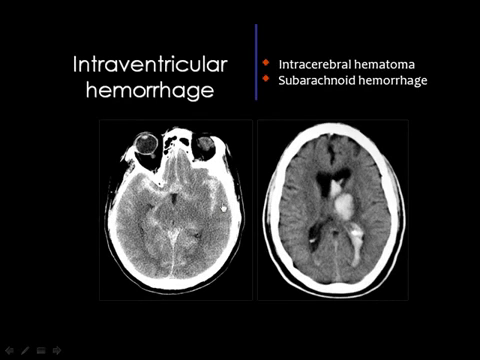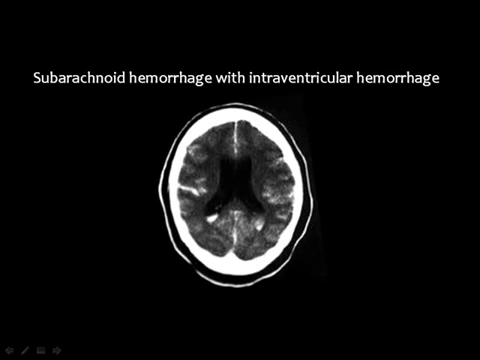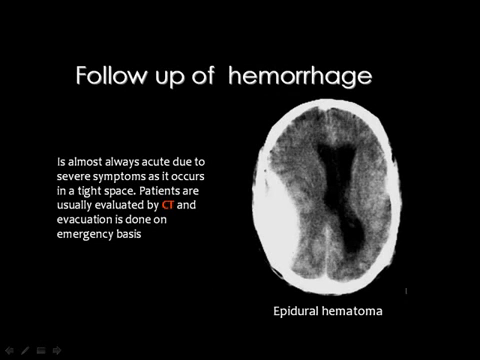Then what about the subarachnoid hemorrhage? The subarachnoid hemorrhage is hemorrhage circulating with the CSF. Then this hemorrhage will in time enter inside the ventricle. Then we have two sources for intraventricular hemorrhage, which are the intracerebral hematoma and the subarachnoid hemorrhage. And this is the subarachnoid hemorrhage in the cortical sulci, and you see bilateral intraventricular extension of the hemorrhage.